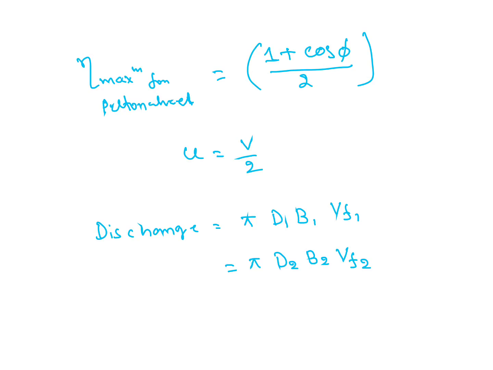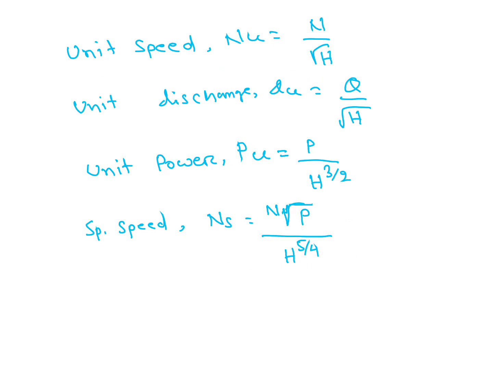Then unit speed Nu equal to N by root H, unit discharge is Q by root H, and unit power is P by H to the power 3 by 2. Specific speed for turbine is Ns equal to N root P by H to the power 5 by 4. Here one thing you have to remember, P is in kilowatt. This is important. And model laws are also important.